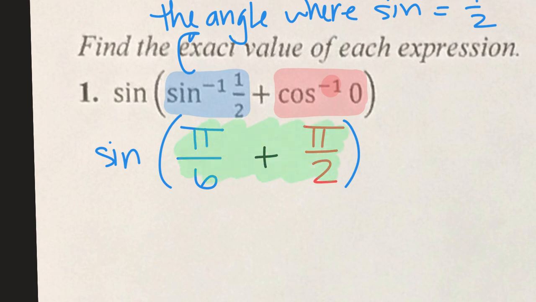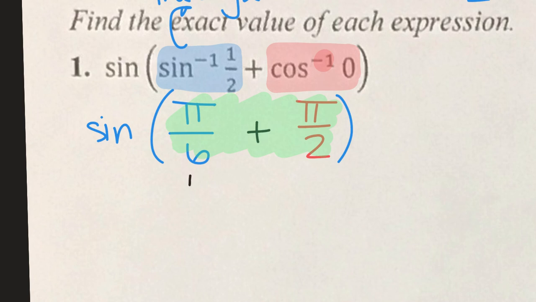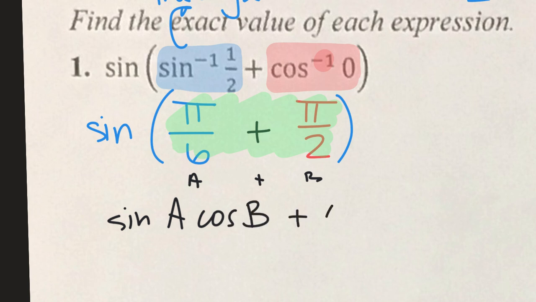Notice they don't have the same denominator. If I really want to add these two fractions together, I could. Actually, let's not do that. Since that's what we're trying to practice, let's use the formula. The sine of a plus b formula is the sine of a times the cosine of b plus the cosine of a times the sine of b. That is the identity for the sine of the sum of two angles.